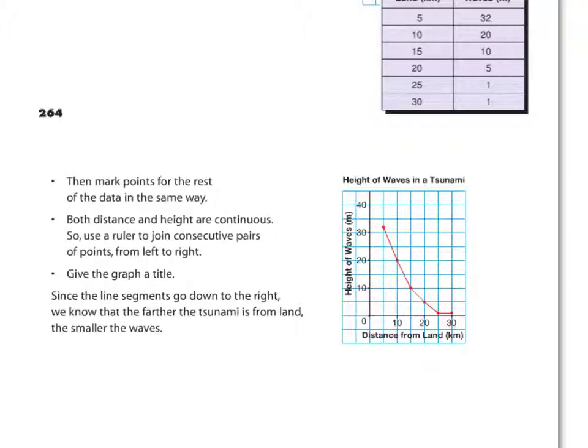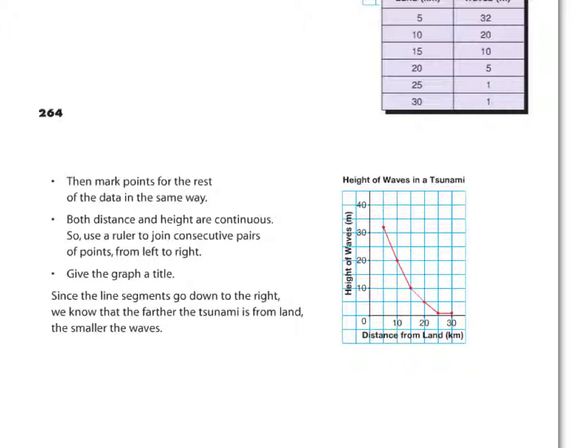All right, and here you see the completed graph from your textbook. As you can see, they mark the points the rest of the way in the data the same way, just like we did. Both distance and height are continuous, so they did use a ruler to join the consecutive pairs of points from left to right. We did that too. They gave the graph a title. We gave the graph a title. I think ours was probably better, a little bit more specific.